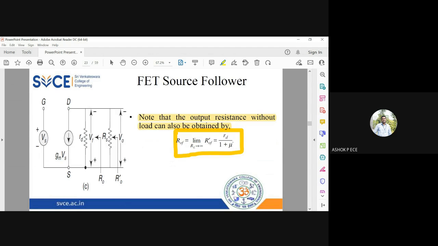So any doubts in the theory portion of source follower? If you have any doubts, you can ask now.